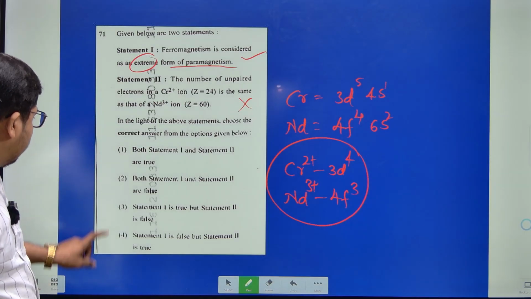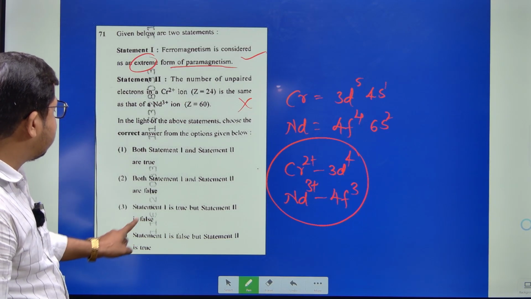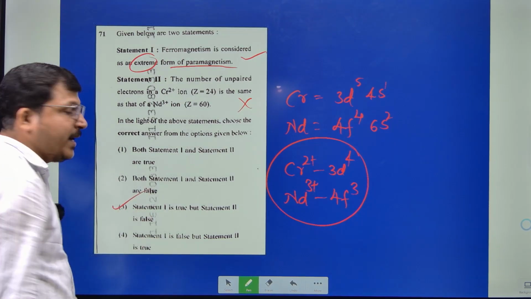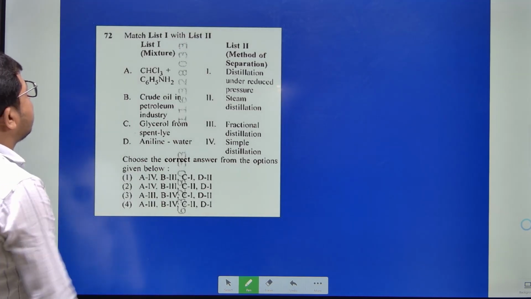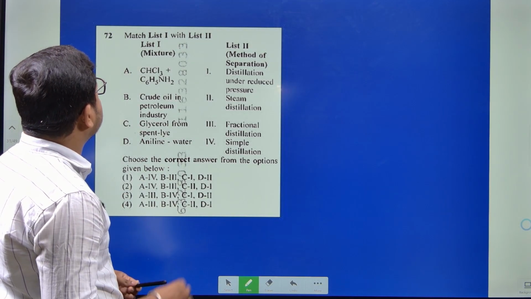Therefore, statement 1 is true and statement 2 is false. That is, the right option is option number 3. Let's move to question number 72. Here they have given the list of choices.